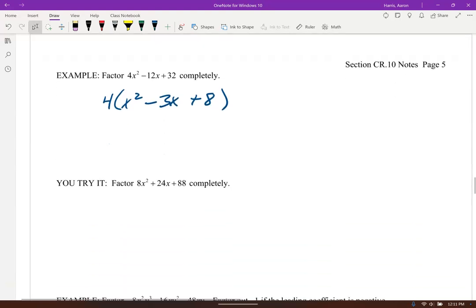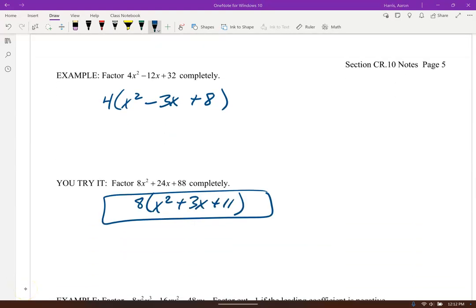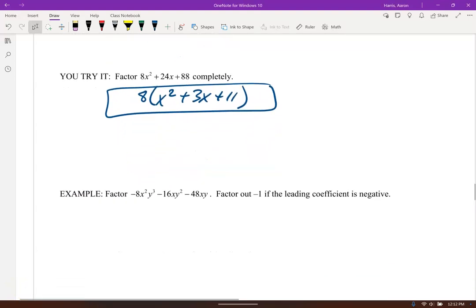If you look at this next one, what would you factor out of that one? If you factor an 8 out of each of those, you'll be left with x squared plus 3x plus 11, like Nick has there.